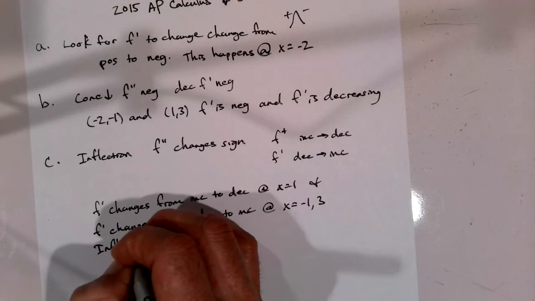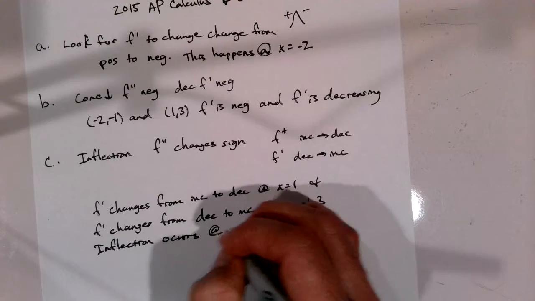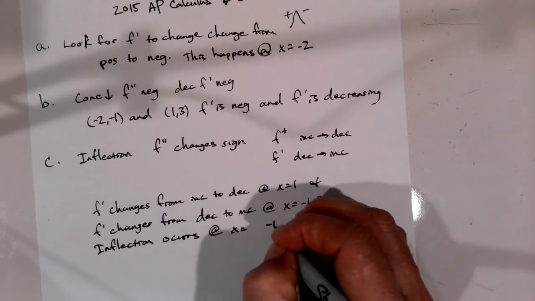Inflection occurs at x equals -1, 1, and 3. I don't know if I spelled occurs right. Sorry about that.